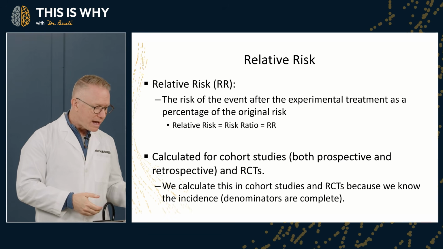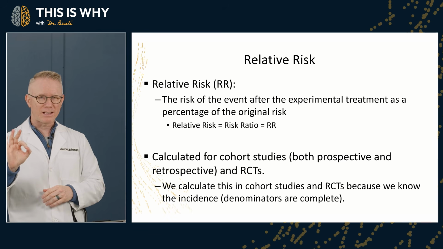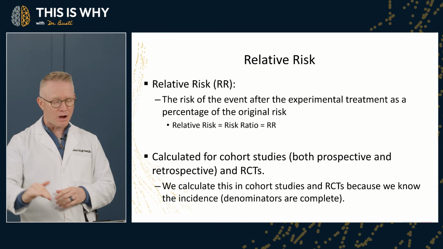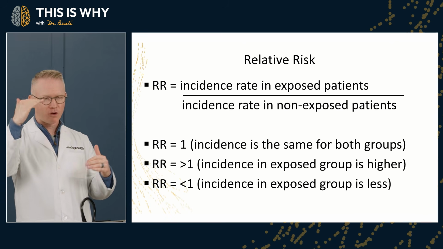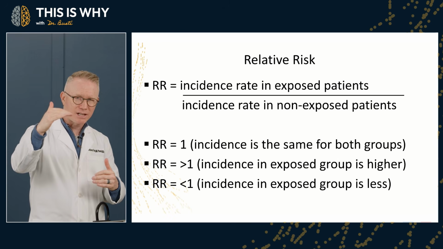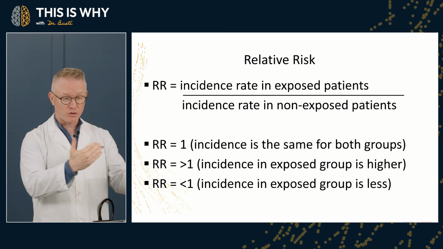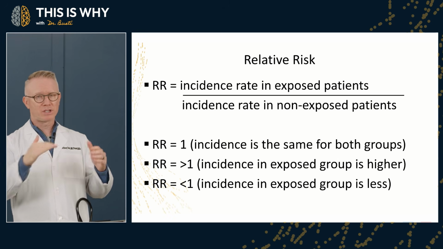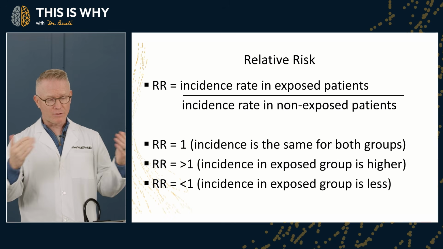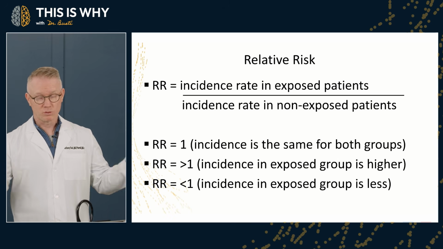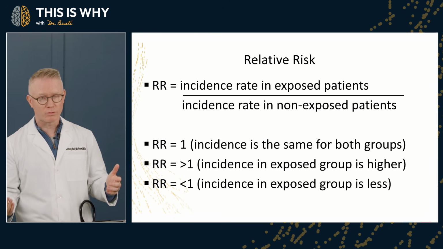So we calculate this in cohort studies and randomized controlled trials because we know the incidence, okay? So the denominators are known and complete. So we just think about the math. Again, numerator, denominator: the incidence rate of the exposed, or patients who received the treatment, that was their exposure, versus the incidence rate of the non-exposed at-risk patients. Again, if those numbers are the same, it's 1, right? So that means that the incidence is the same for both groups.